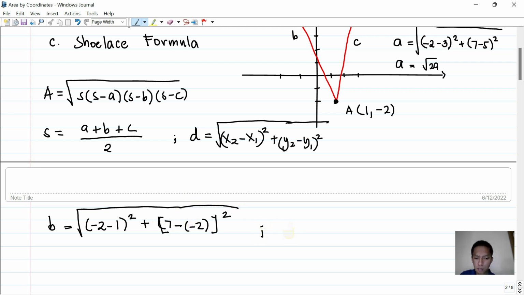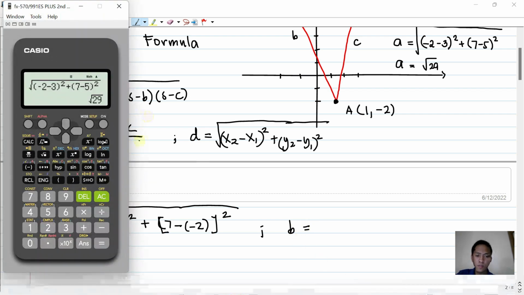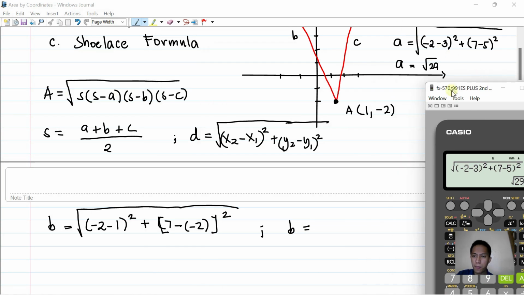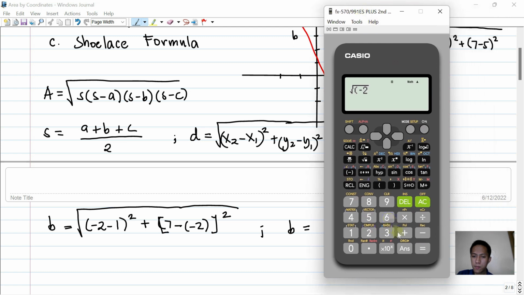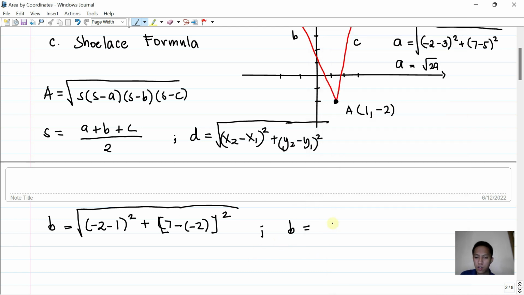So it gives us a value of, okay, use again your calculator to solve for those values. So that is the square root of negative 2 minus 1, squared, plus 7 minus negative 2, that is squared. So equals, lang natin guys, that gives us the length of side B. So 3 square root of 10.